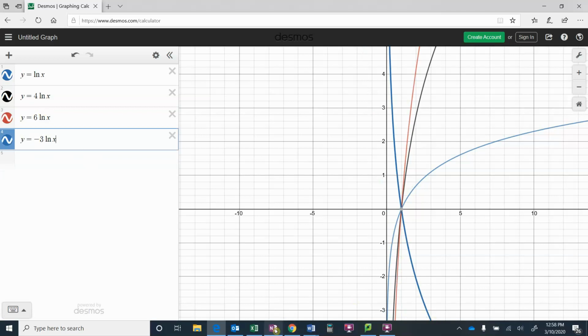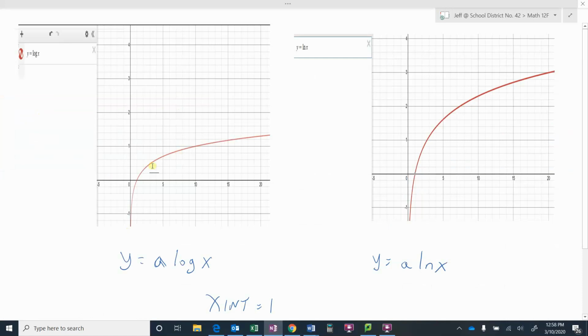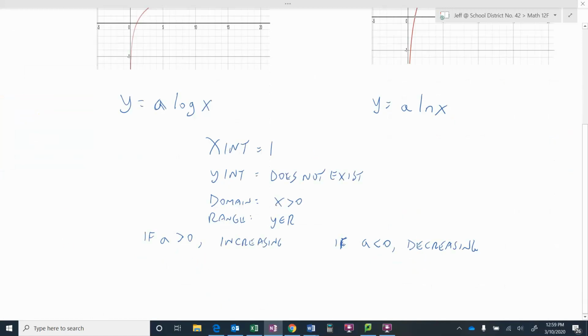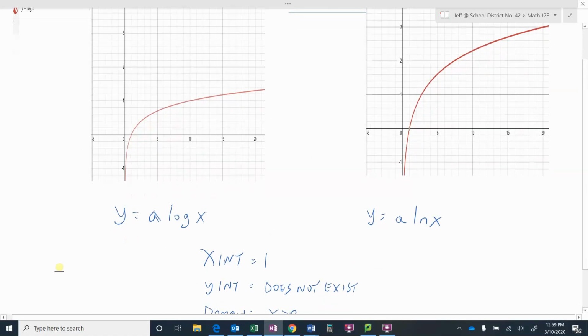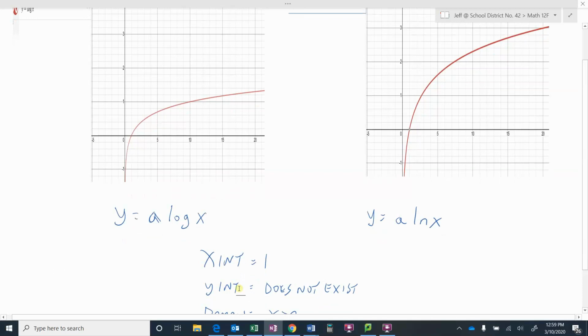So to summarize, okay, here's the graph of y equals log base 10 of x, and here's the graph of just y equals ln of x. They're both increasing graphs. But if we put a number in front of either the log x or the ln x, then a few things are going to change. So we can say that the x-intercept for every single one of these log functions will always be 1. Every single log graph of this form or this form will always go through 1 on the x-axis. The y-intercept simply does not exist.